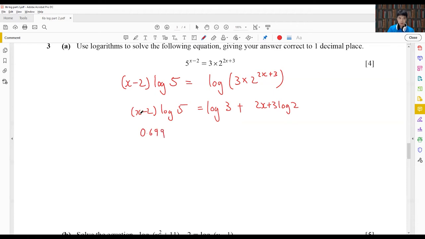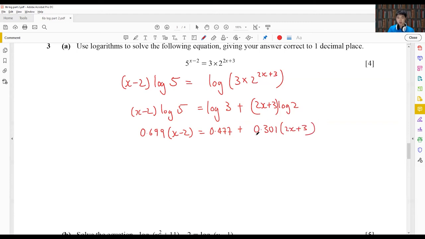Log 5 is actually equals to 0.699. Then 0.699 multiplied by this, x minus 2, we'll have to expand it later. Log 3 is equals to 0.477, corrected to 3 significant figures, plus with the same thing here. Log 2 is 0.301, then 2x plus 3.